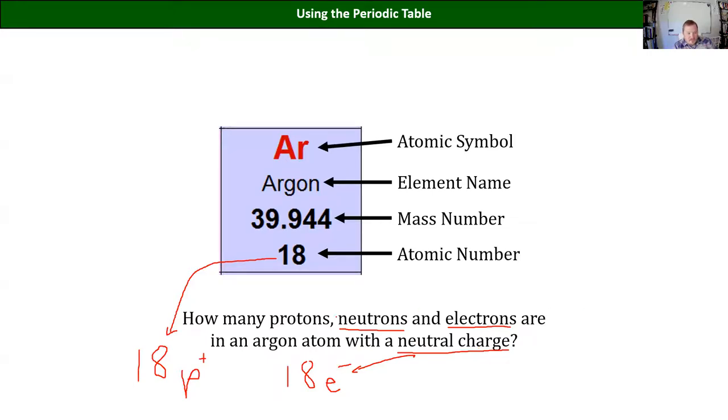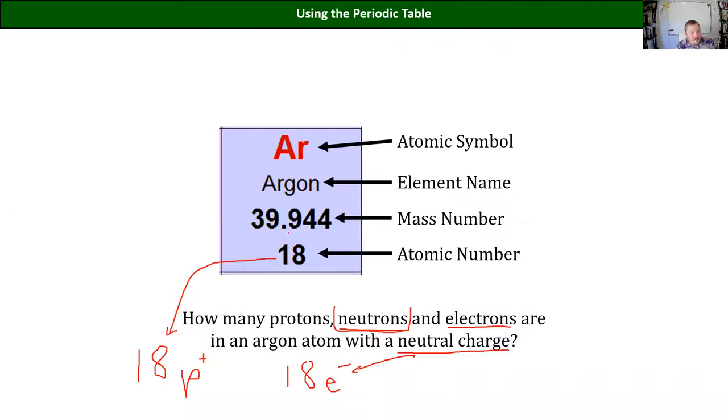And last but not least, the neutrons have nothing to do with charge. That's where the name neutron comes from, neutral. So neutrons have no charge, but they do have a mass. We basically treat protons and neutrons each like they have a mass of one, and we'll talk of one AMU. That's a kind of strange mass unit. We'll talk about how to use that later.